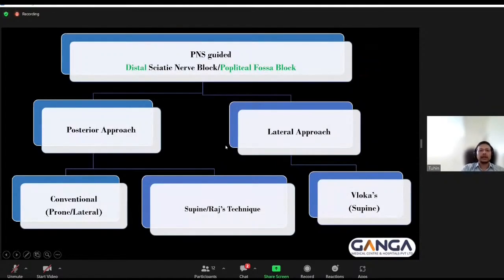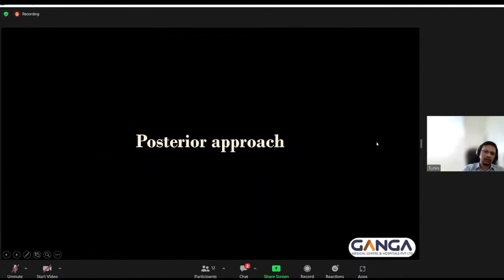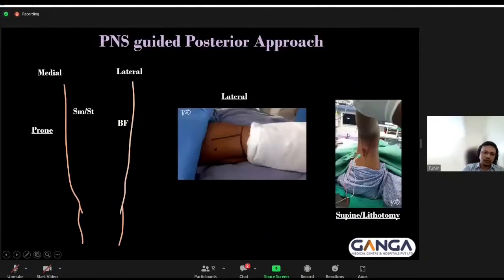So like the proximal sciatic nerve block, the distal sciatic nerve or popliteal fossa block can also be divided into posterior approach and lateral approach, with conventional technique by supine or Raj technique and the Blocker-Steptone, various approaches like the proximal sciatic nerve block. So coming to the posterior approach, it can be performed again in prone position, lateral position, or supine or lithotomy position.